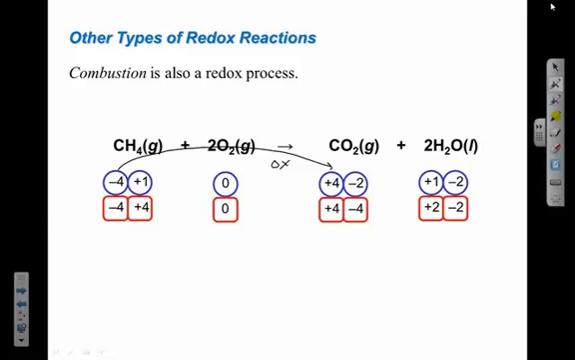The hydrogen is not changing. It's the oxygen that goes from 0 to -2. And so that's a decrease. That's a reduction. So both oxygens are being reduced, and the carbon is being oxidized. So when one element's reduced, there will always be one that's oxidized as well. You can't have one without the other.